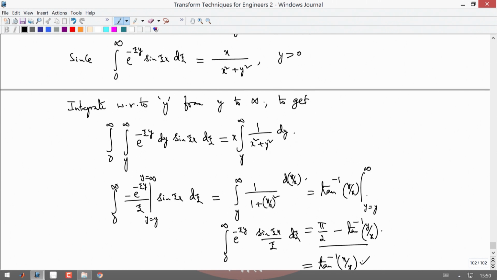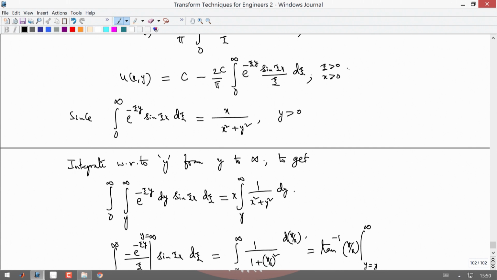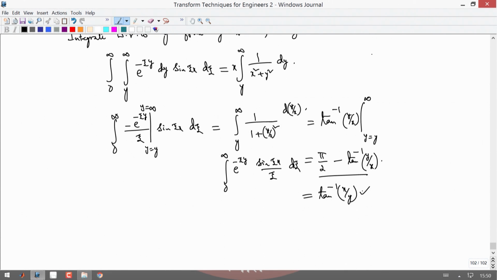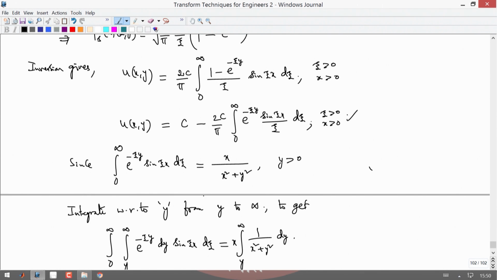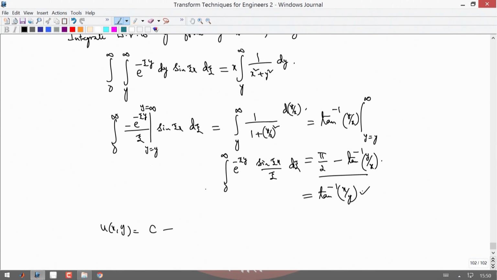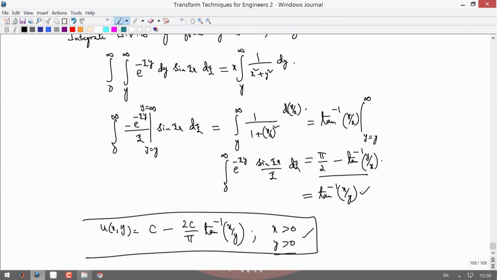So finally, you can easily see that this solution is u(x, y) equal to c minus 2c by pi times tan inverse x by y. This is what happens for x positive, y positive. So this is your solution, the required solution for your problem.